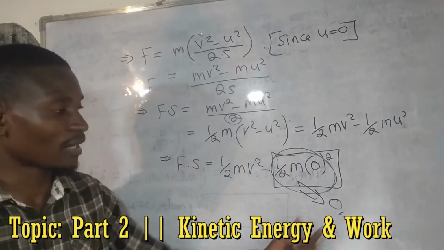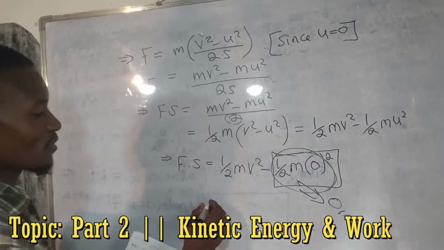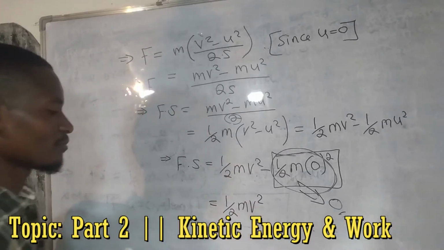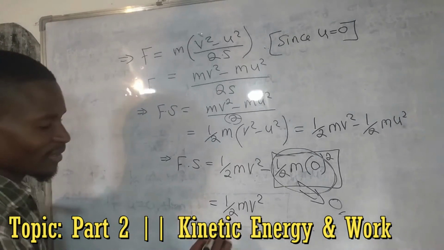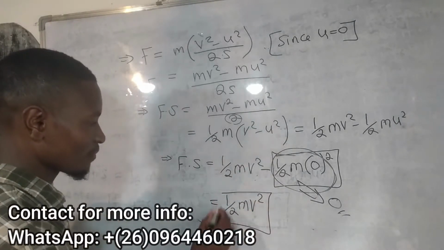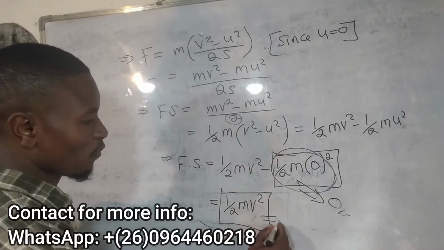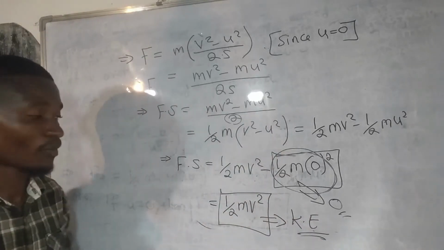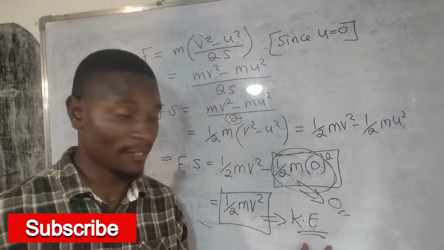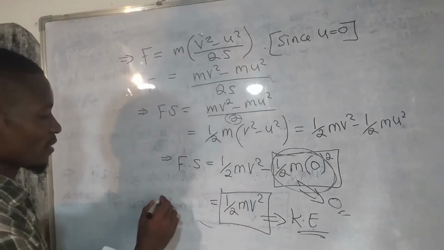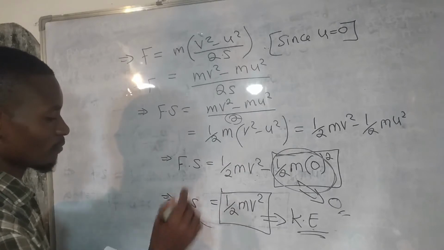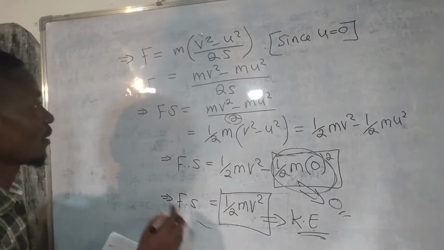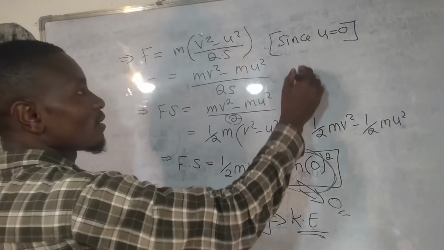Okay, so now that evaluates to 0, this is going to be half mv squared. Now we understand that this formula equals Ke. So what we are saying is that force times distance, okay, what does it understand?